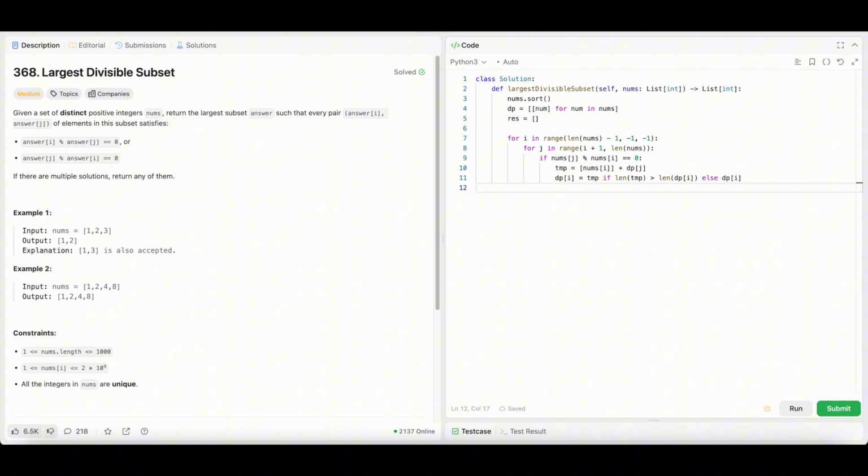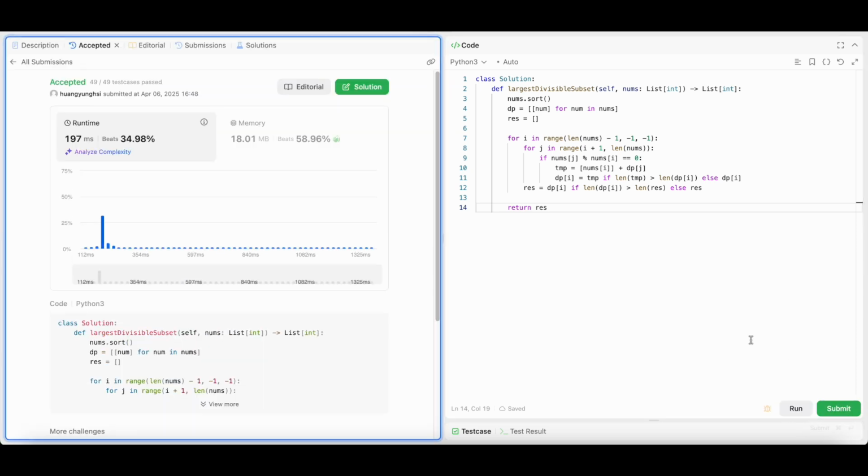And then afterwards, we can update the result to dp of i if the length of dp of i happens to become larger than the current result. If not, then we just keep the result, so else result. And then finally, we can return result. Let's see if it works. Okay, perfect.